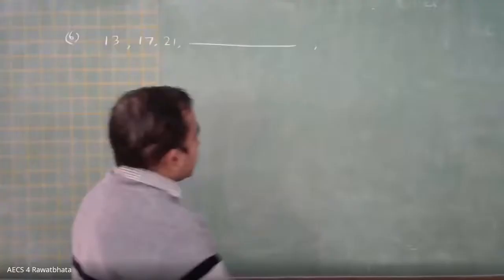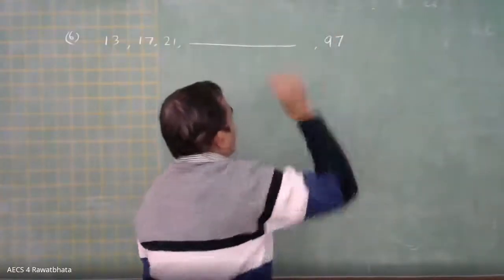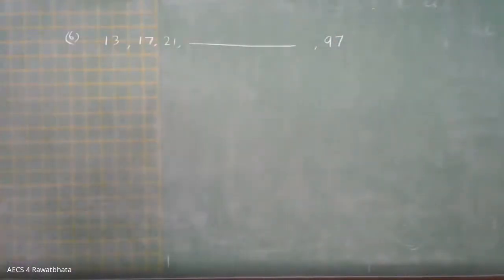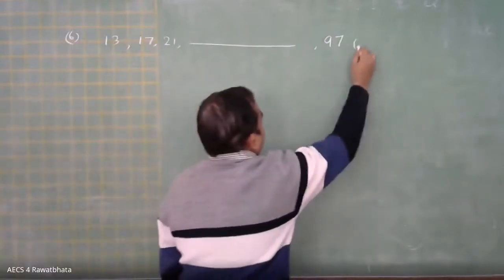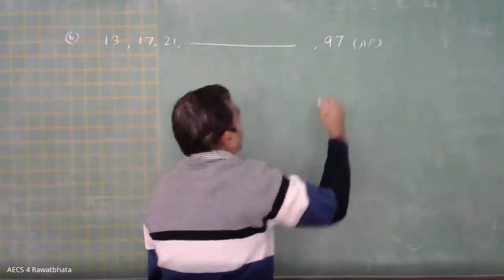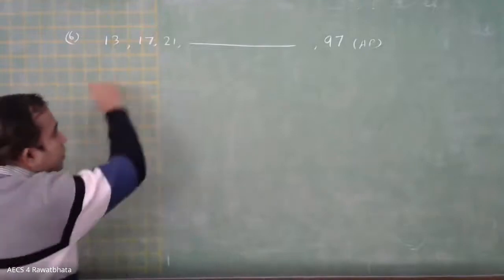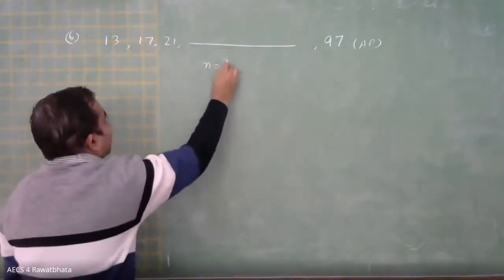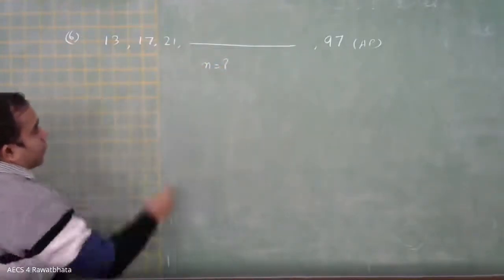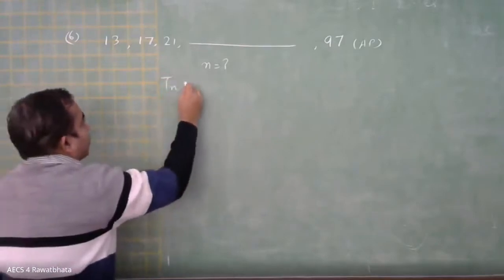97. 96 is divisible by 4. 100 is also divisible by 4, but it will be a 3-digit number. So 97 will work. This is an AP. Its last term is given, 97. How many terms are there? If you have to find this, then you can take the help of the nth term formula.